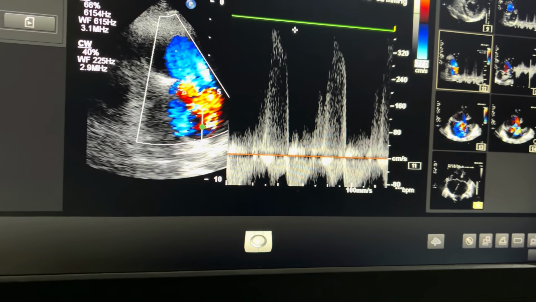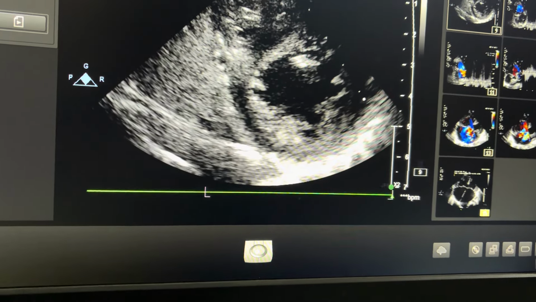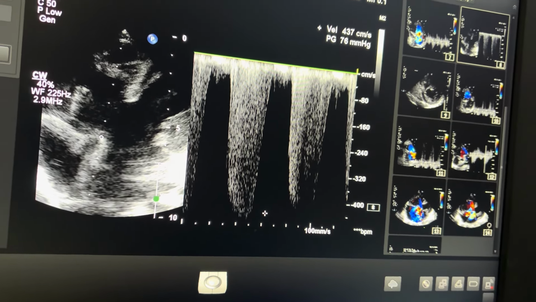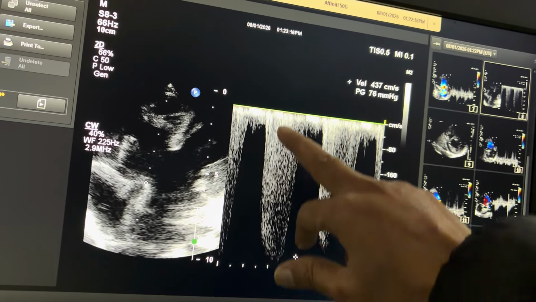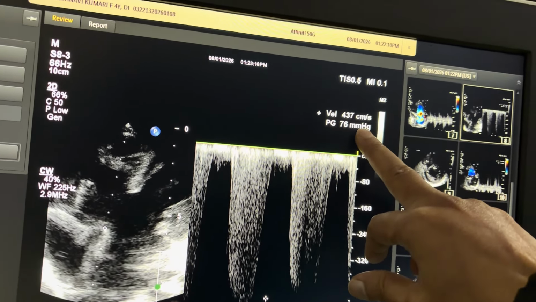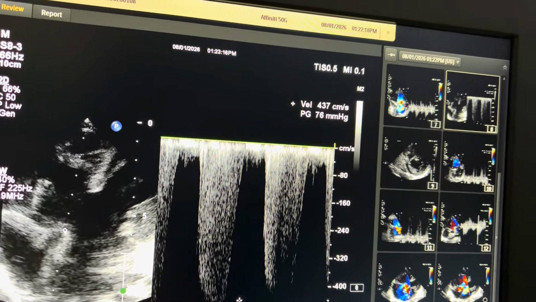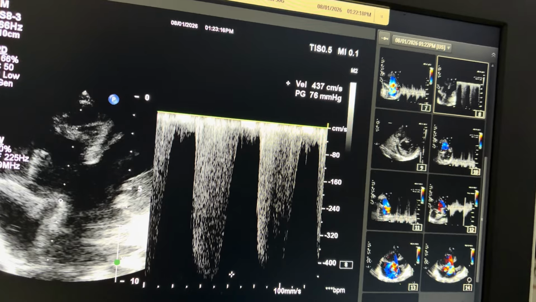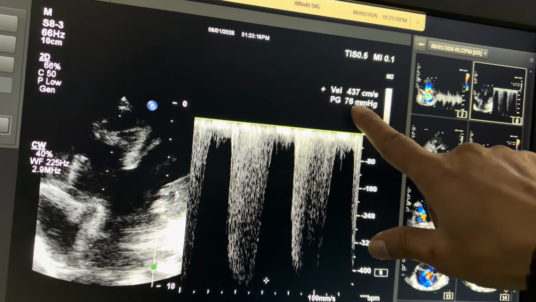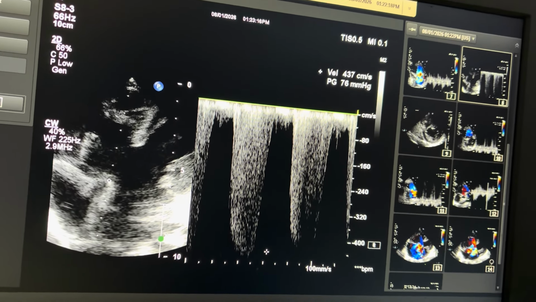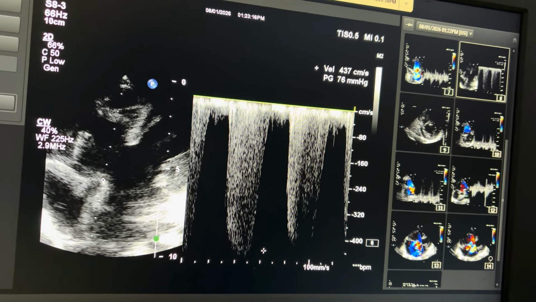So this is the case of common AV septal defect, and patient has developed significant pulmonary artery hypertension. You see the pressure across the tricuspid side of AV valve, that is 76 millimeter mercury. So across tricuspid side of common AV valve, what you see the gradient, that is 76 millimeter mercury, indicating severe pulmonary artery hypertension.